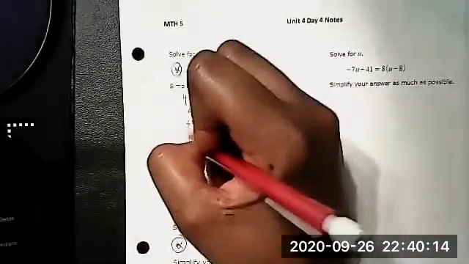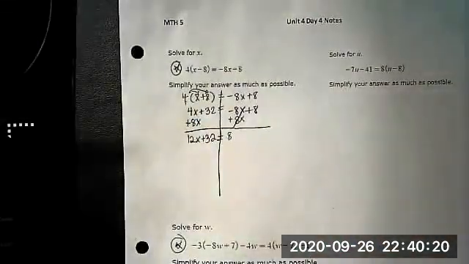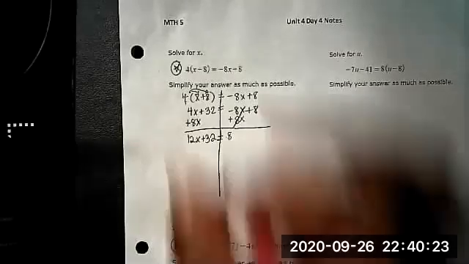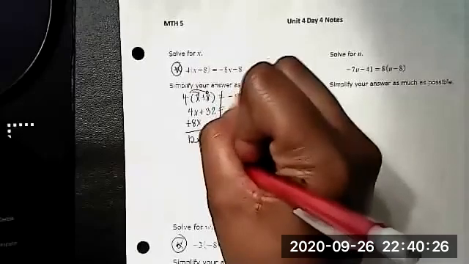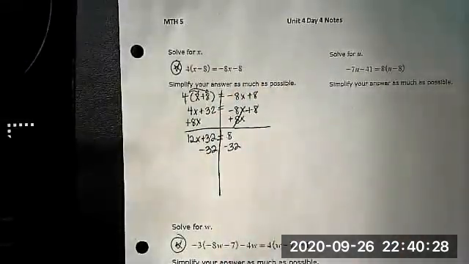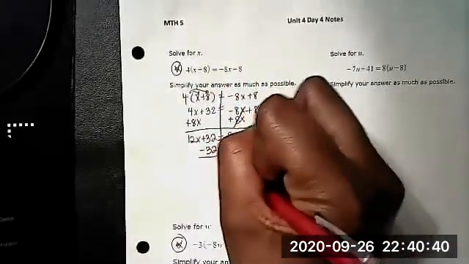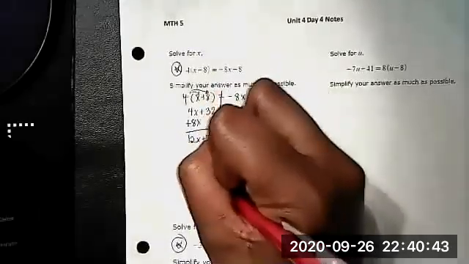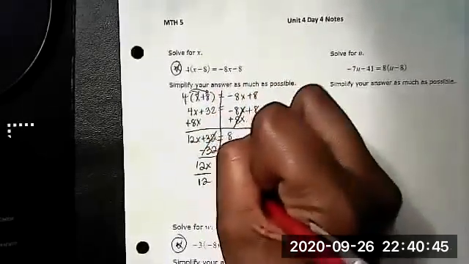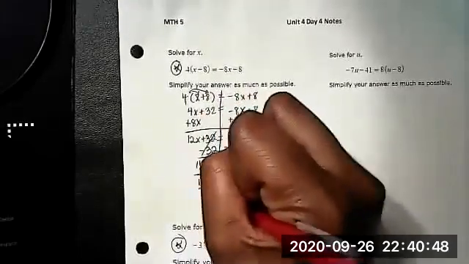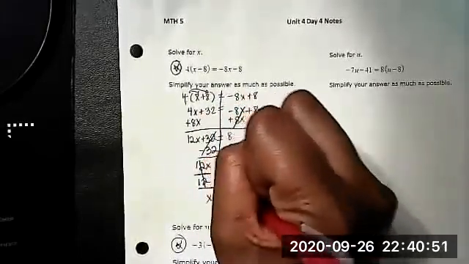And now we get what? 12x plus 32 equals 8, okay? Now what I'm going to do, same as solving a two-step equation, subtract 32 from both sides. But see, for this one, because it's a negative, it's 8 minus 32, so you'll have negative 24 equals 12x. Divide that by 12. X is going to be equal to negative 24 divided by 12, which is negative 2.